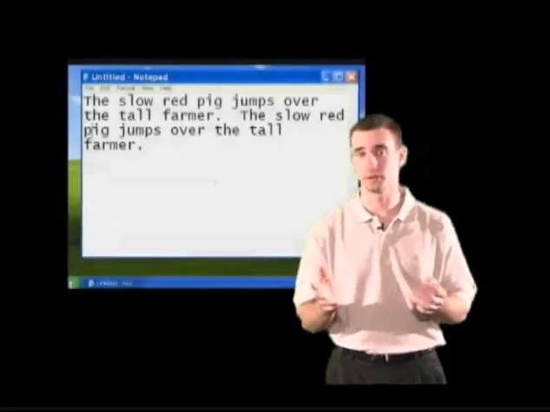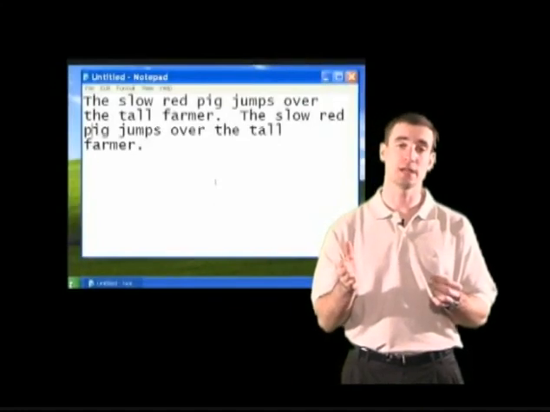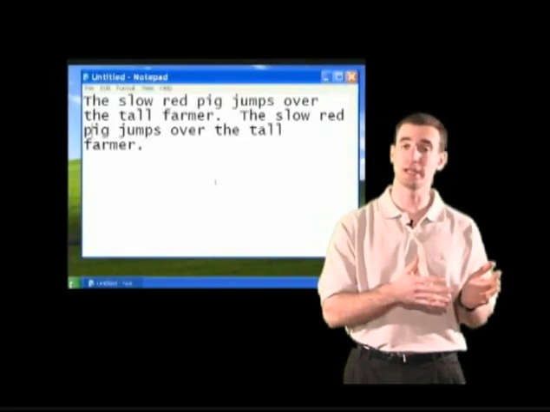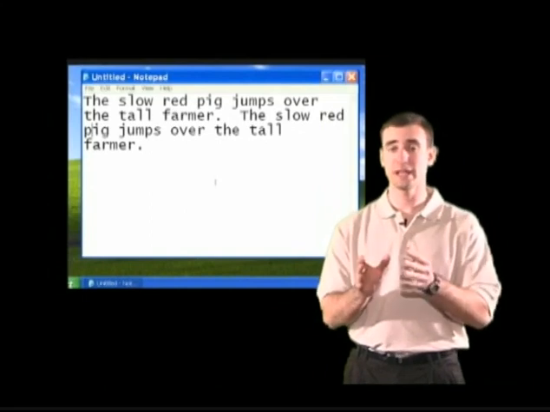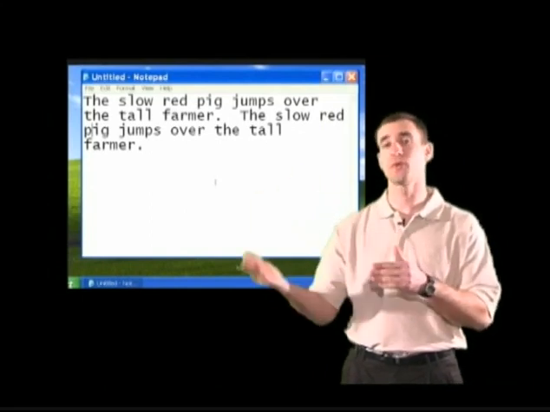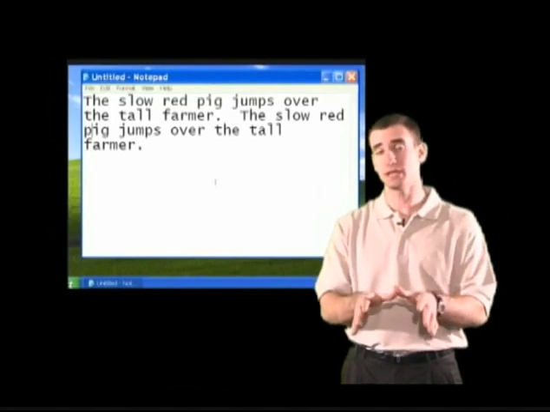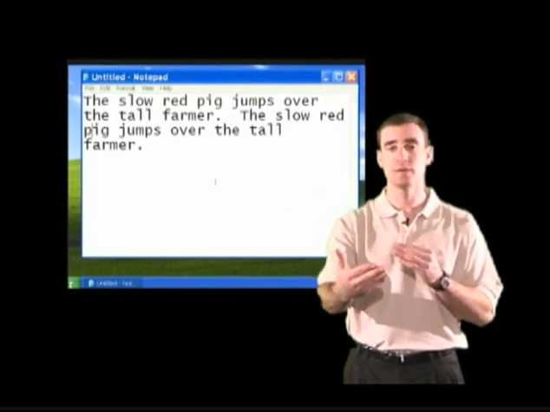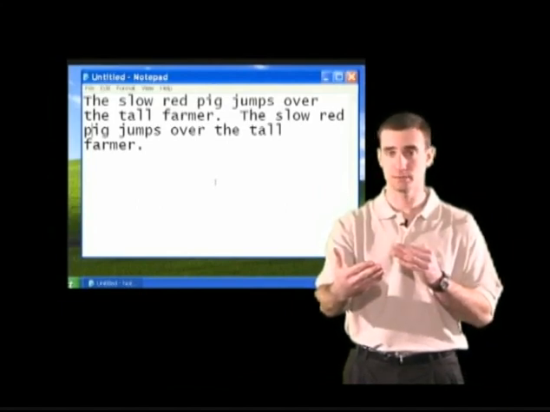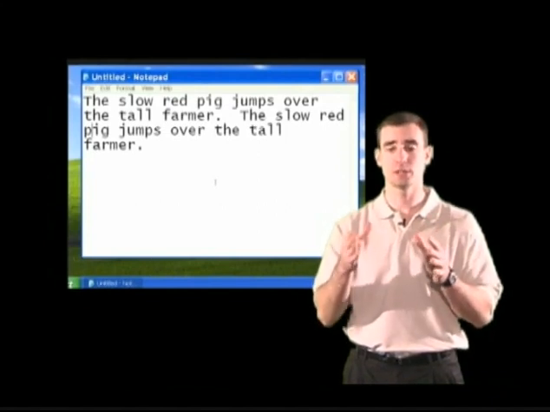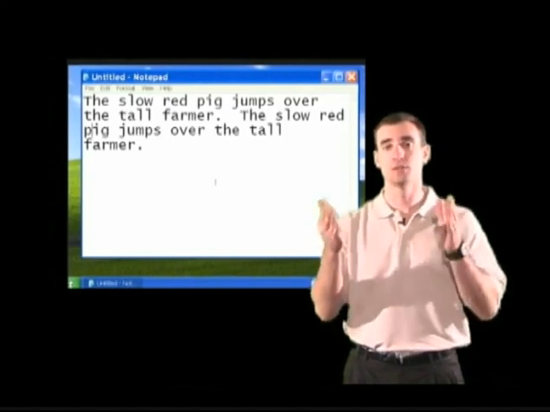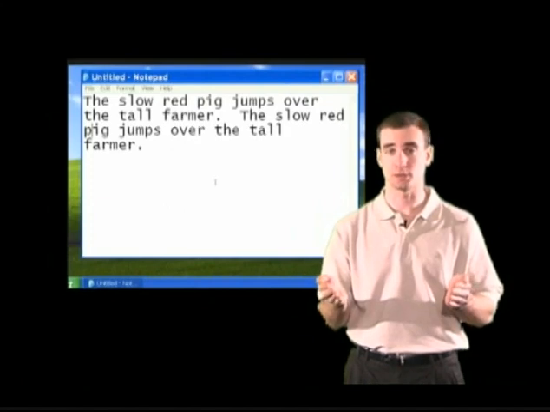So far we've learned that the backspace key will erase to the left of the blinking cursor. The delete key will erase to the right of the blinking cursor. The arrow keys on your keyboard will move the blinking cursor around the screen, and you can also use your mouse to move the position of the blinking cursor.